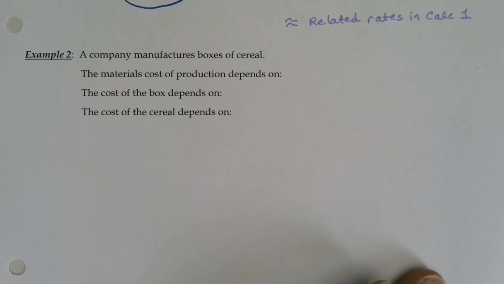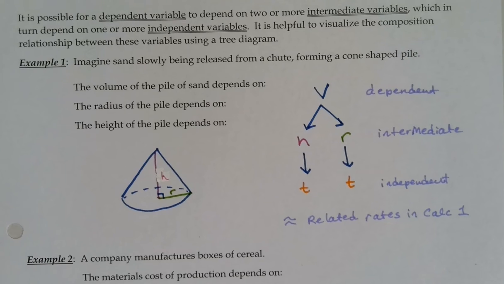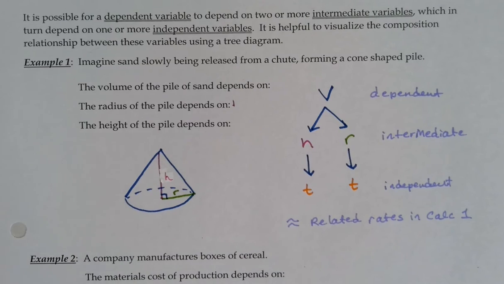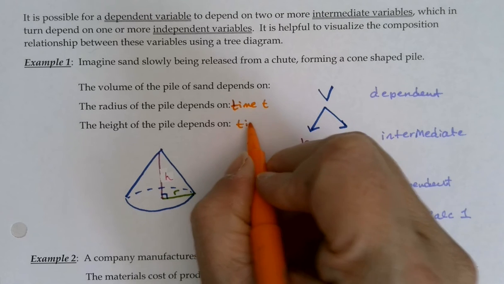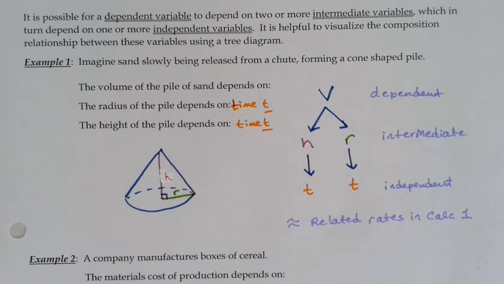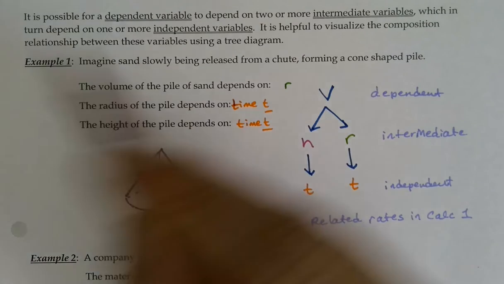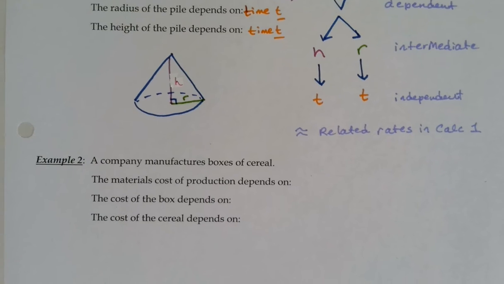Similarly, let's say a company manufactures a box of cereal, and the cost of the box depends upon, okay, well, all sorts of things. Oh, I don't know if I put these up here. Sorry. I should add these. It's height or time here, because how long the sand has been flowing, and the height depends on how long the sand has been flowing. So t becomes our intermediate variable. And then volume depends on radius and height up here. All right, sorry about that. Now back down to here.